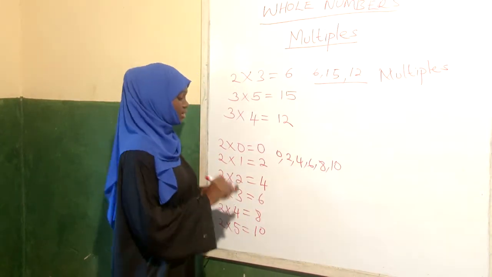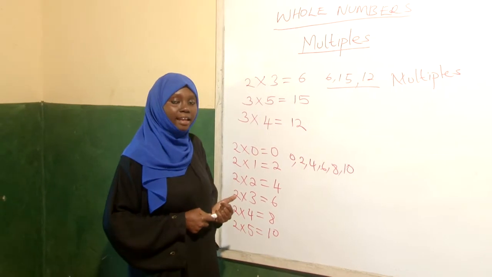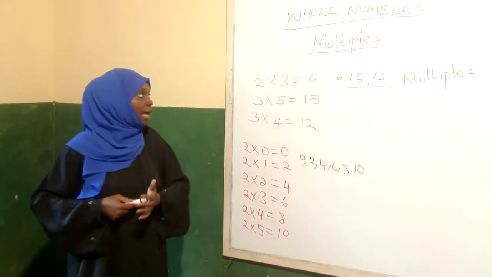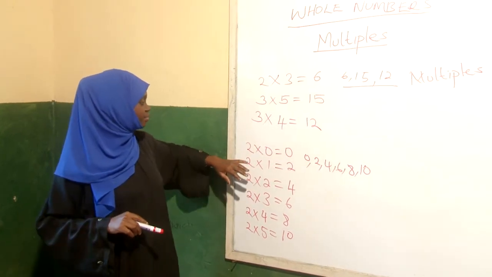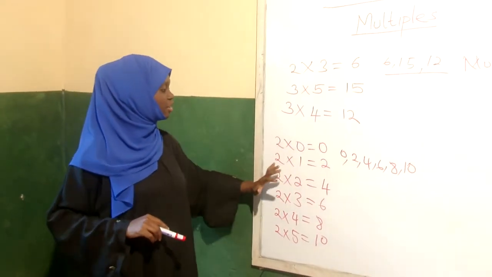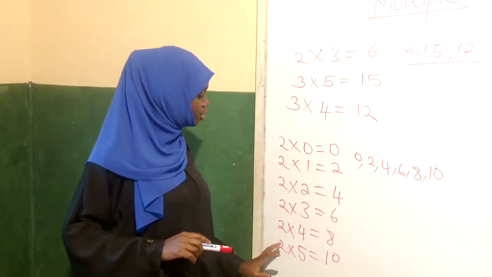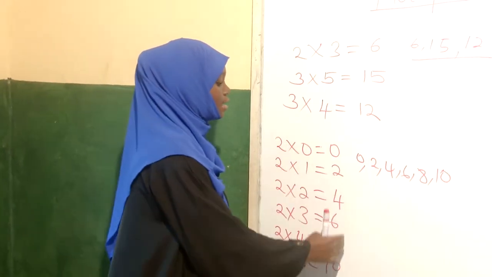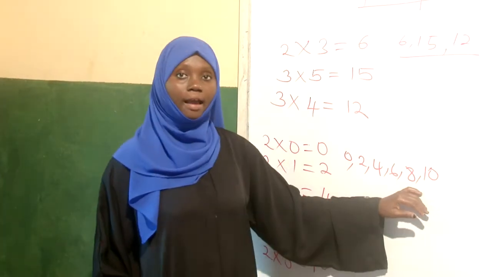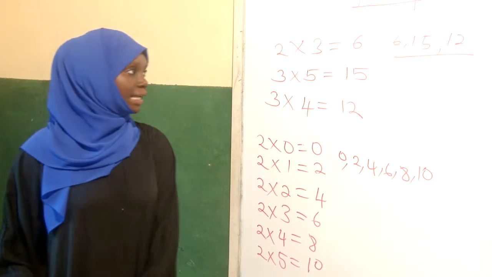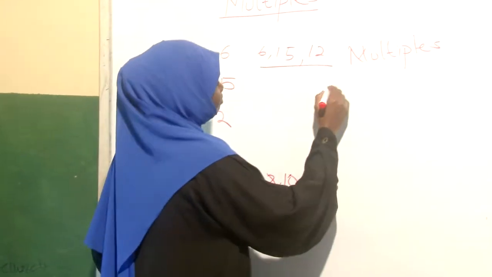Remember, at the beginning we have said multiples are the numbers that we obtain after multiplying at least 2 factors. So in here we have multiplied 2 by 0, 2 by 1, 2 by 2, 2 by 3, 2 by 4, 2 by 5. So the answers that we have obtained after multiplying these numbers are what we call multiples. Hope it's clear. We are going to our second example.